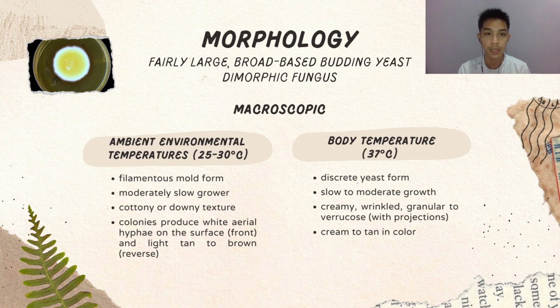B. dermatitidis at body temperature, or at 37 degrees Celsius, is in discrete yeast form that grows slow to moderate with characteristics of creamy, wrinkled, granular, to verrucose on the surface and cream to tan in color.